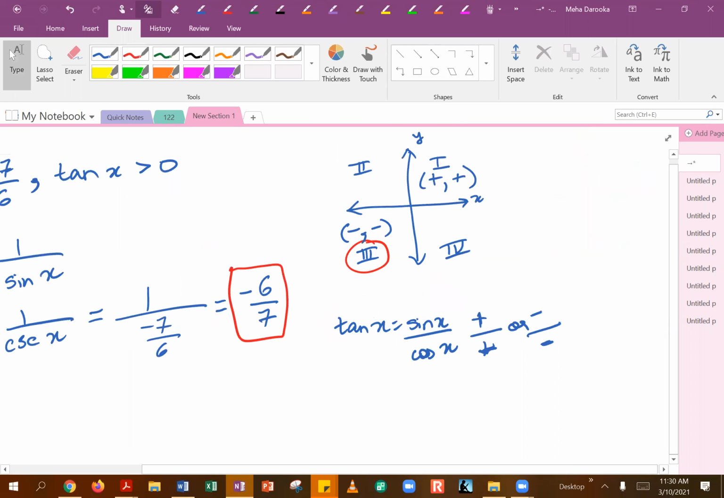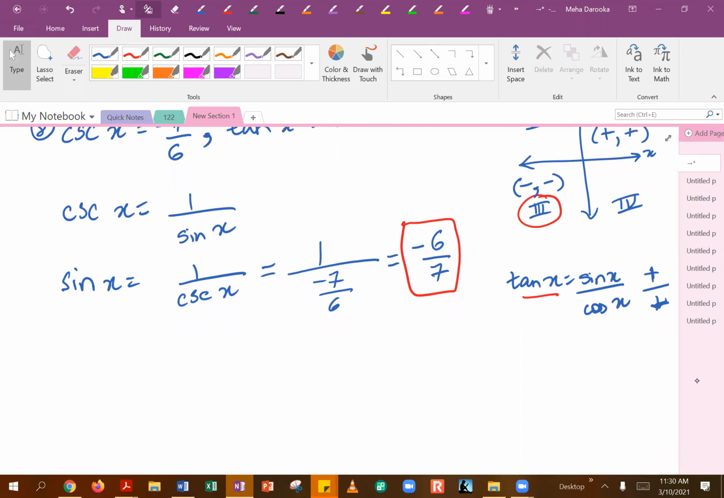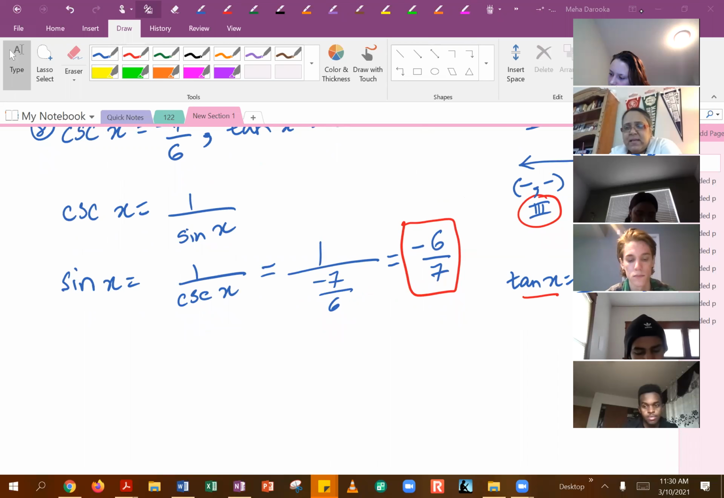So we know our tangent function is positive. That means both sine and cosine actually have to be negative values, because you're coming up with your sine function as -6/7. Does that make sense, guys? So there's a whole process involved in trying to figure out which quadrant your function falls into, and then using the given information to come up with the remaining functions that you have over here.